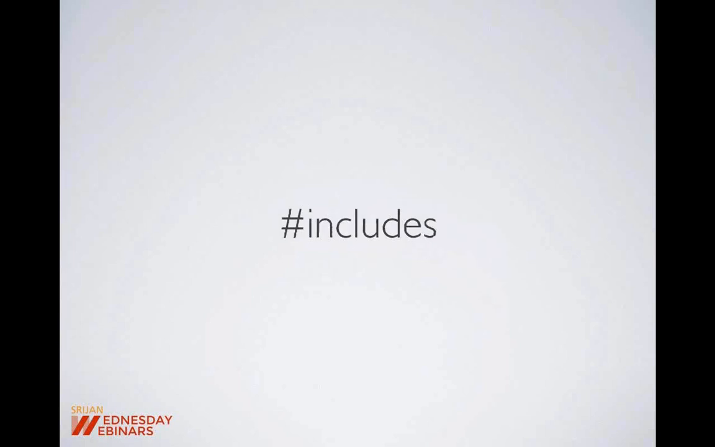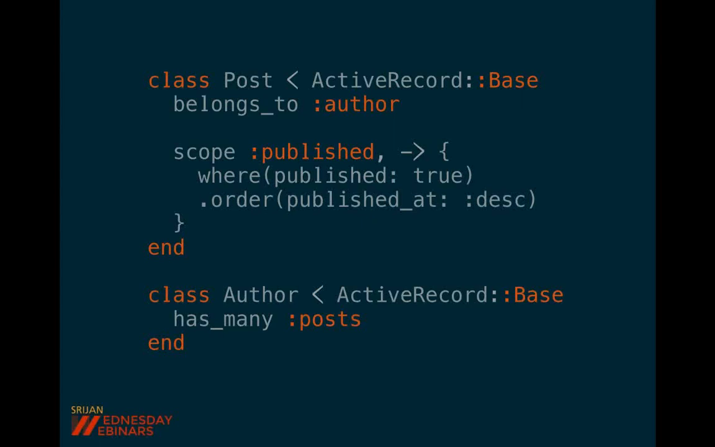So Rails has this cool thing called includes, that if you use it, it will do some preloading magic for you. Here's some example code. We have a post, maybe on a publishing platform. An author has many posts, and posts belong to authors. We have this published scope that orders things and makes sure they're published.